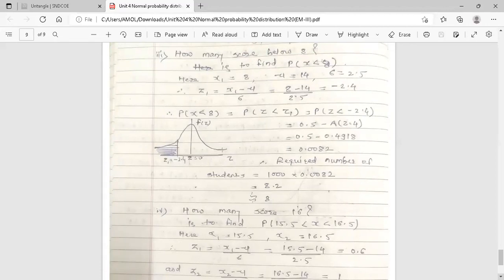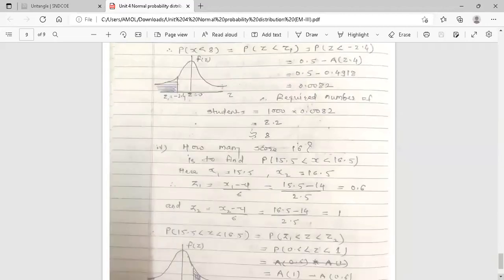Now the next sub question, the last sub question, is here. How many score exactly 16? How many score 16 exactly? That is to find the probability between 15.5 and 16.5. How many score exactly 16? That is to find the probability between 15.5 to 16.5.